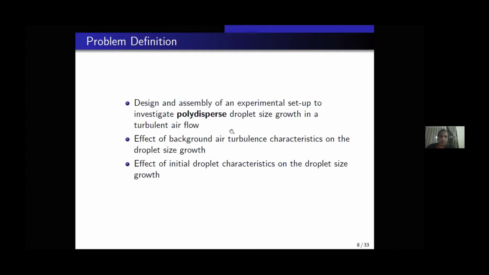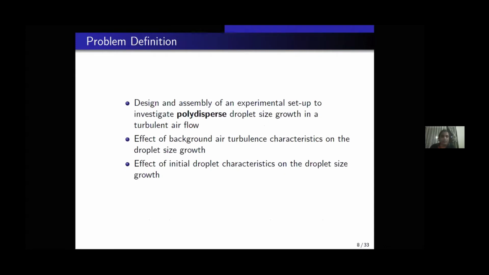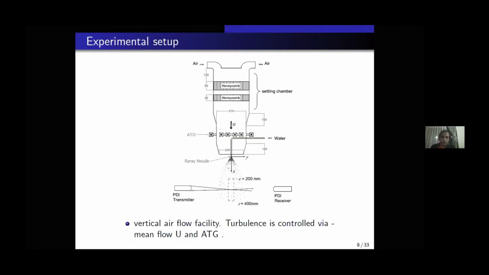Turns out both are important. So in order, I'll first introduce the experimental setup and how we try to quantify the various flow field characteristics, and then these two problems one after another.